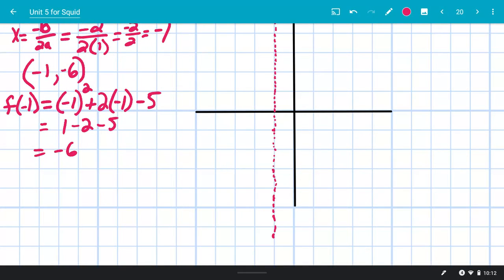1, 2, 3, 4, 5, 6. There is my vertex. Let me go to a different color. That's okay. There's 6. Negative 6. Negative 1. Okay. Well, now what? Now what do I do?